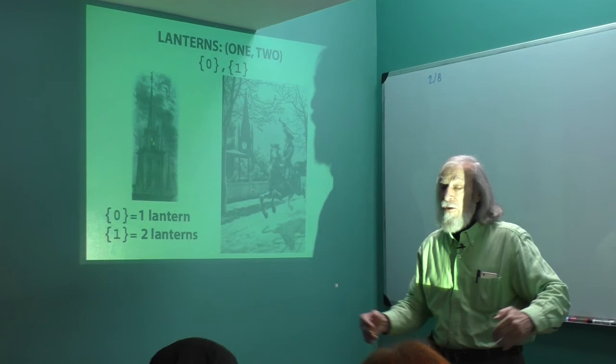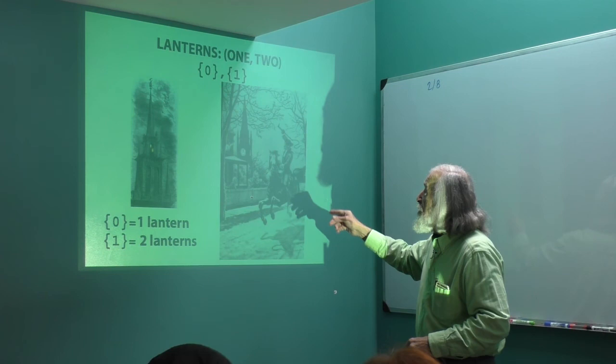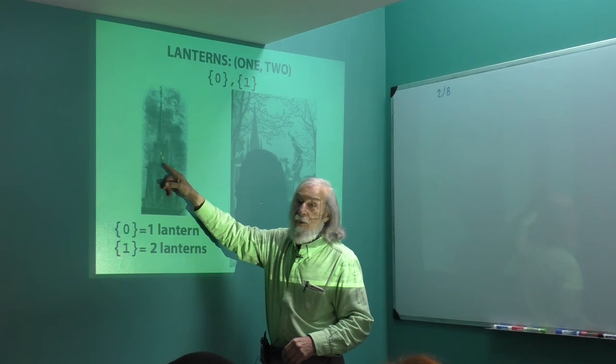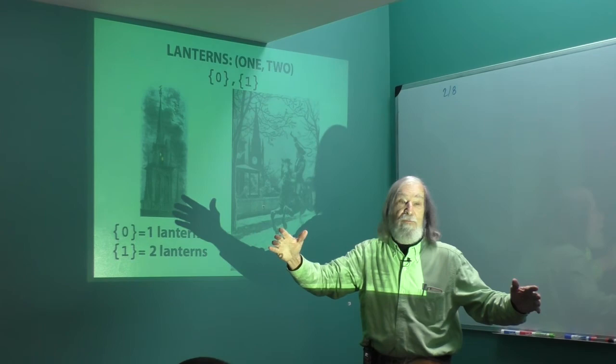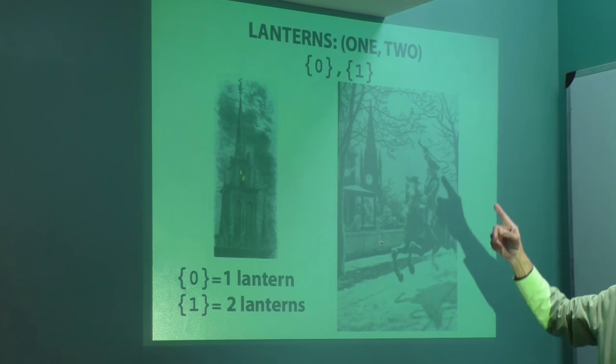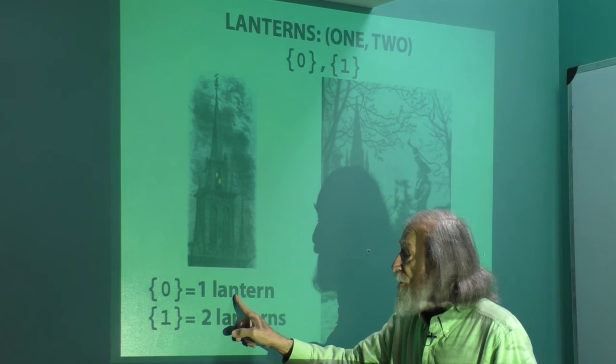So Paul Revere was waiting, mounted on a horse. A watchman was watching the British, and when he saw how they were going to move, in this case they were getting their ships going, he hung two lanterns in the Old North Church. If you go to Boston, you can see the Old North Church, and there's a statue of Paul Revere in front of it, mounted on his horse. So, lanterns. The bit in the zero position is one lantern. The bit in the one position is two lanterns.